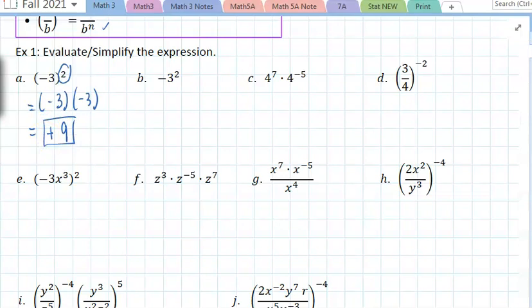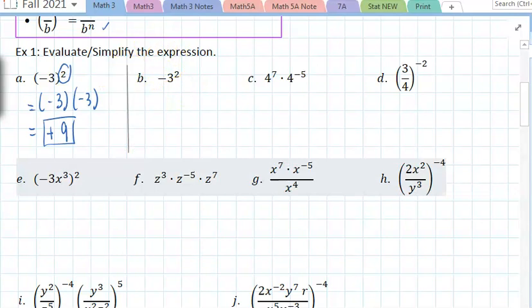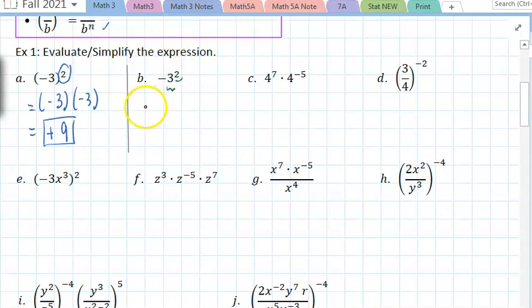Versus, if I look at b, negative 3 to the second power, well, the exponent of 2 here belongs to the base of 3, not negative 3. So it's only 3 that gets affected by that power. If they wanted to include the negative, they would have used parentheses, but they didn't. And we know if you multiply a negative and a positive, the answer is a negative 9. Right?